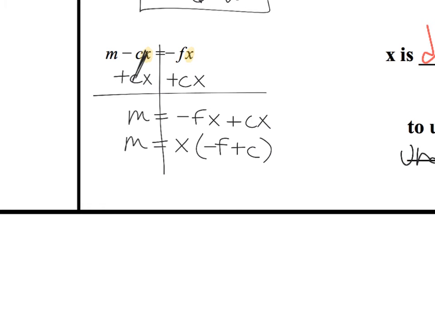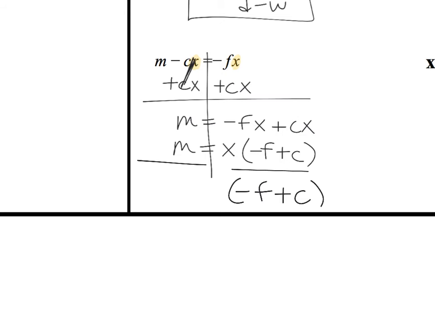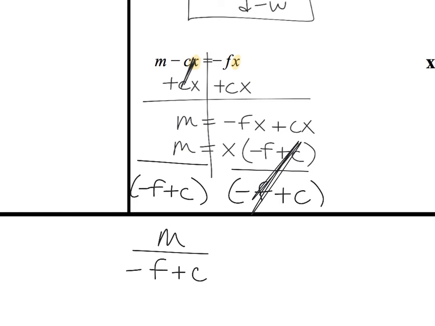We want the x to stay on the right-hand side, so what's got to move? The f plus c, so I can divide that. Good. So we're going to divide this entire side by negative f plus c. So your answer is m divided by negative f plus c is equal to x. Whoa.